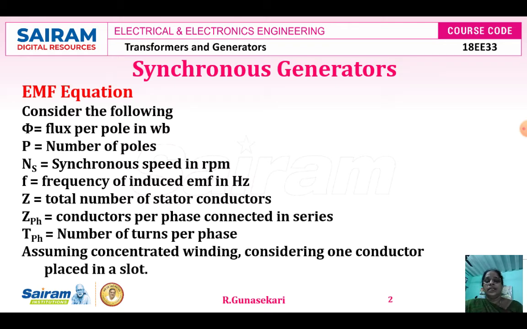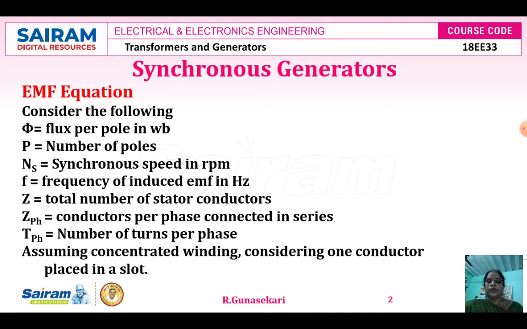Then Z phase is different. Z phase means the number of conductors per phase connected in series. In series, that technical word is very, very important. T phase is the number of turns per phase. Each conductor has two turns.